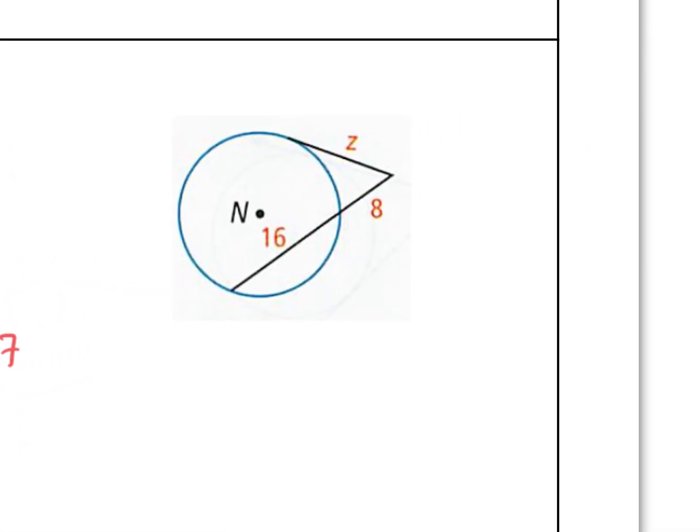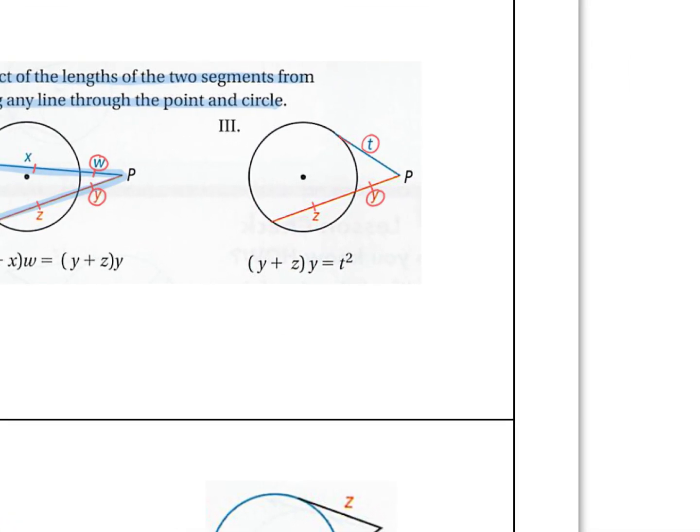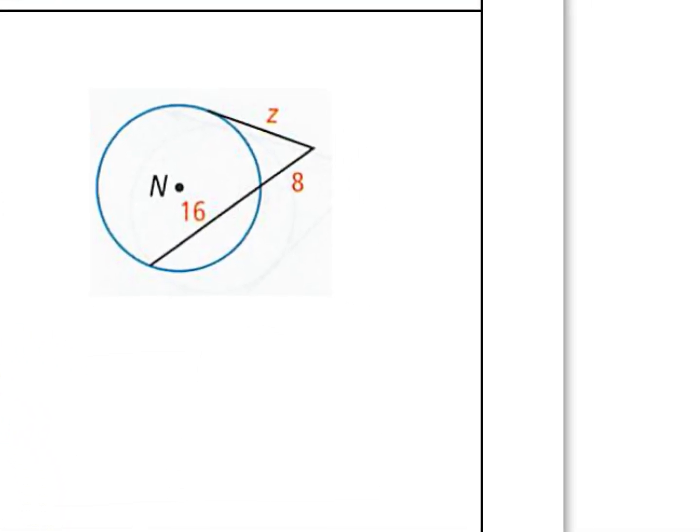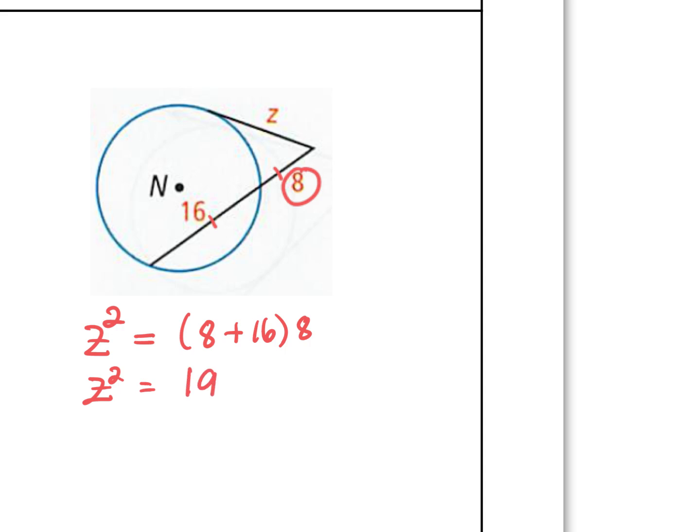Okay, next example. This is like case number 3. What we're going to do here is square the z, which is equal to the first one: outside, and then the inside, and then multiplied by the outside. So z squared is equal to 16 plus 8, which gives you 24, and then multiply that by 8, which gives you 192. Now we're going to get the square root of this, so what is left is z.